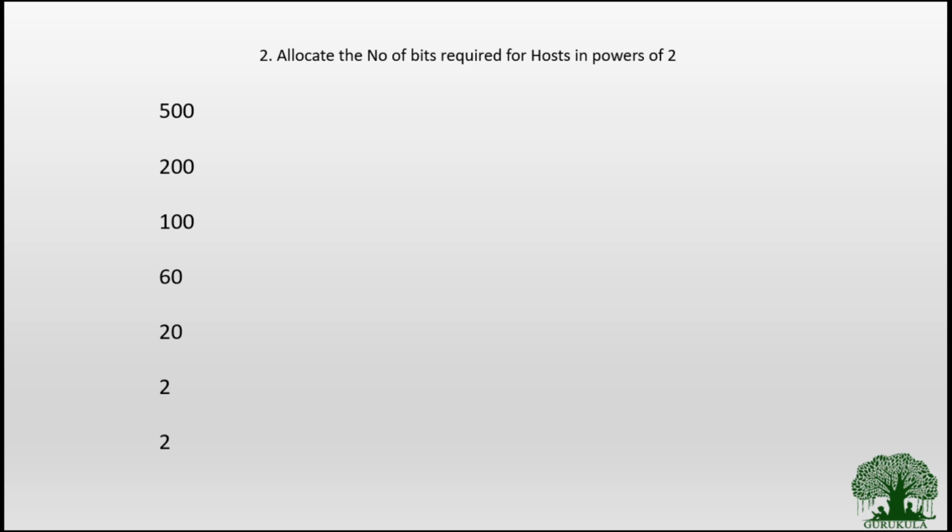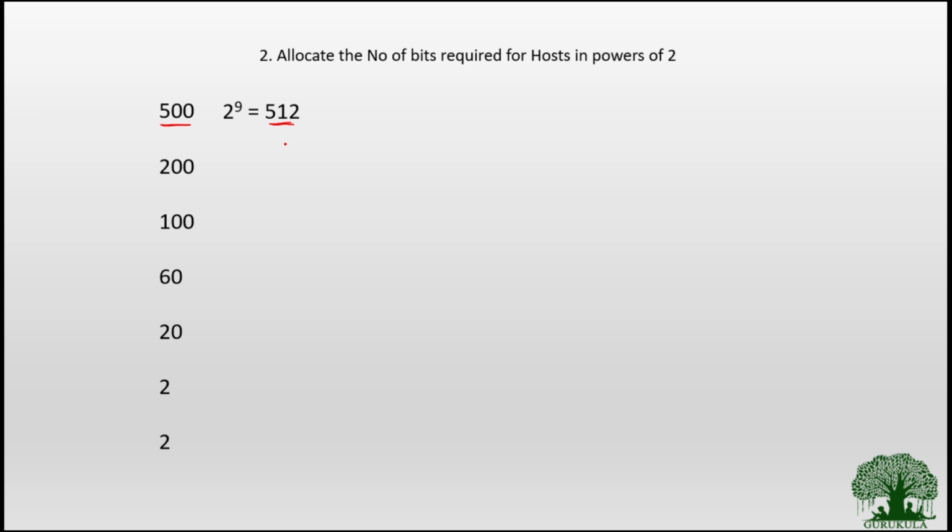Whereas in fixed length framing, you might remember that we divided the network from the network part. But here we are fixing the number of bits that is required from the host part. So in order to connect 500 PCs, how many bits do I require? 2 to the power of 9 will give us 512.